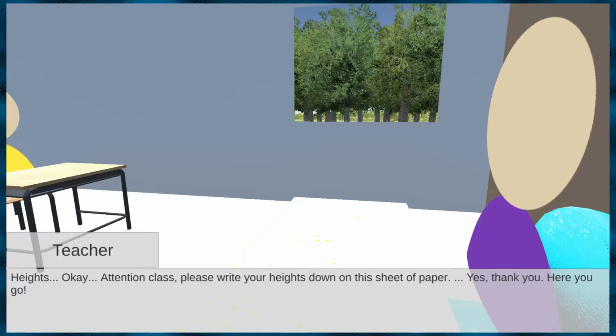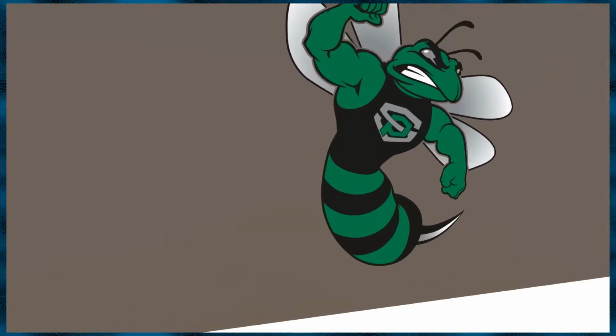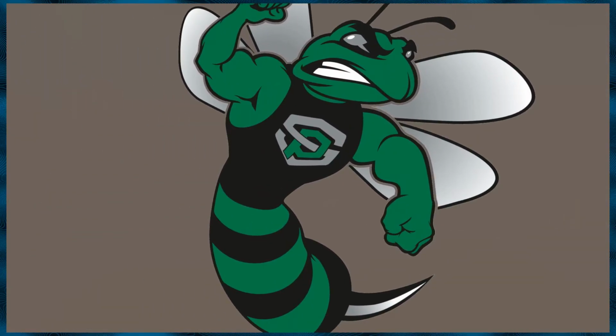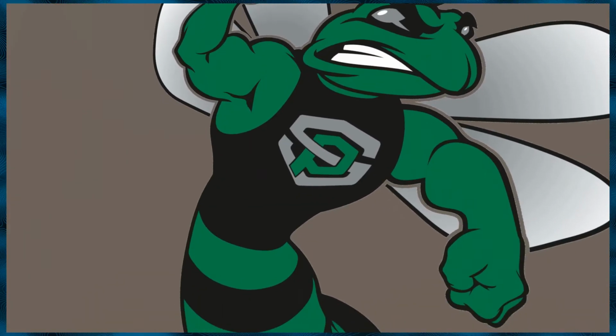Heights, okay. Attention, class. Please write your heights down on this sheet of paper. Yes, thank you. Here you go. Okay, we did it. Now I go back to my desk, I assume. And then I'm gonna make a histogram. A histogram. Yep. HISTOGRAM SP?